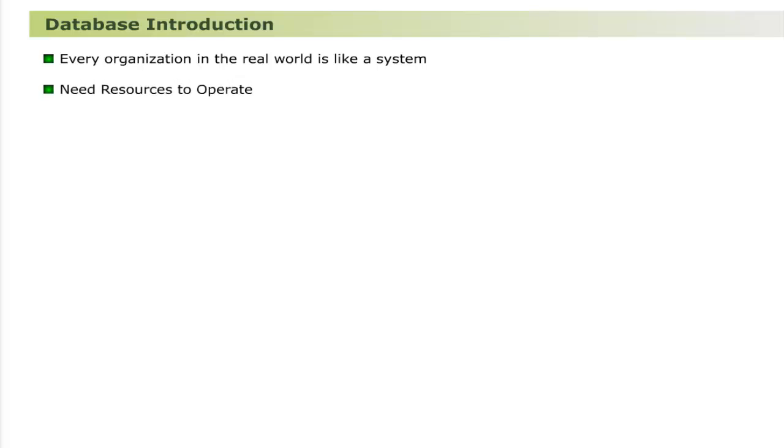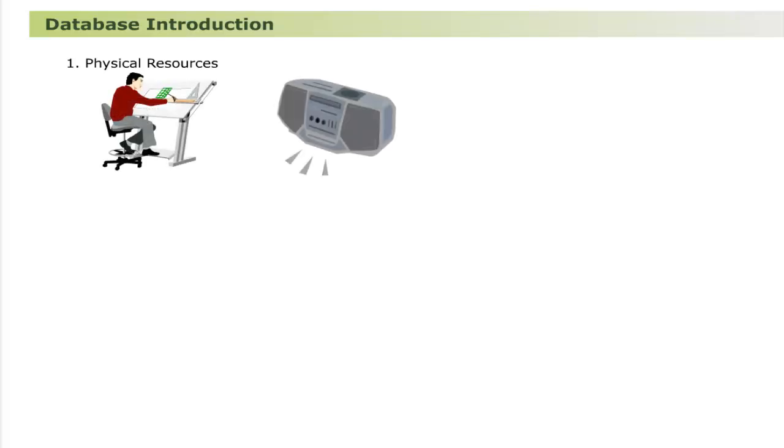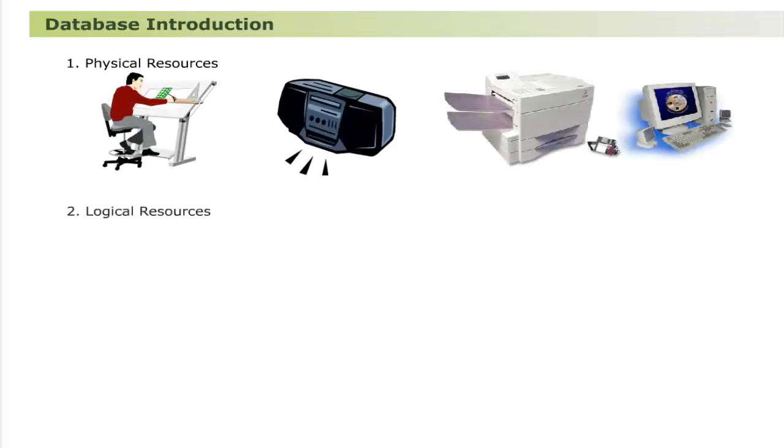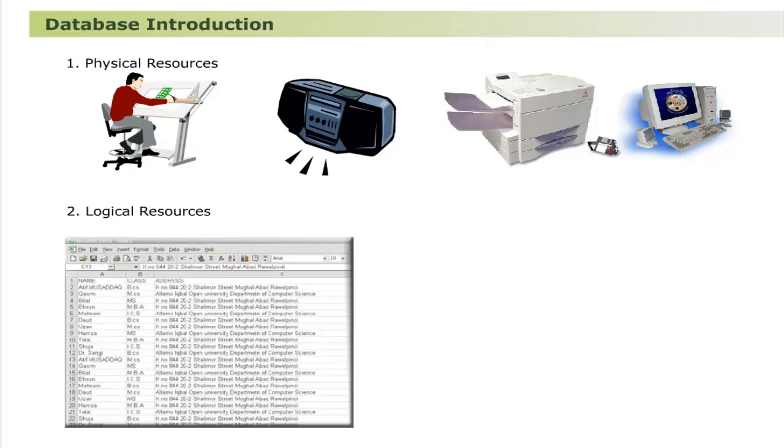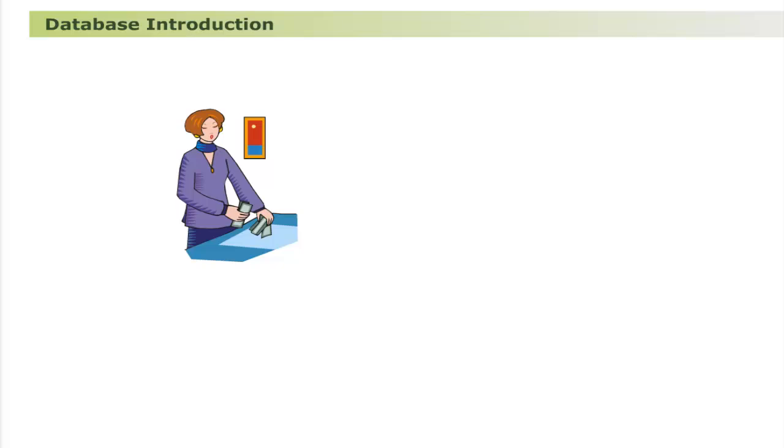Database introduction. Every organization in the real world is like a system, which requires resources in order to fulfill its main objective. These resources are: number 1, physical resources such as human resource, equipments, etc. Number 2, logical resources such as data. It is very difficult to rely on physical resources.